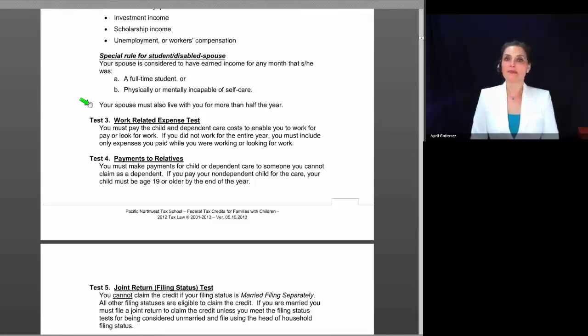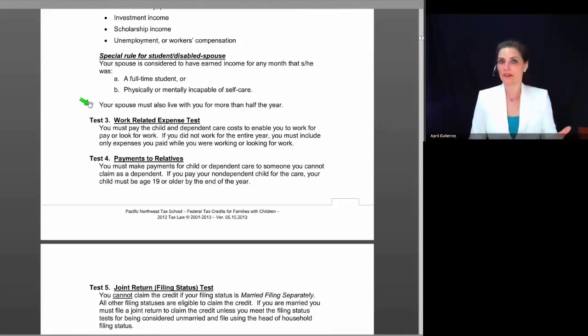And the first possibility is the filing status is married filing separate, because if the filing status is married filing separate, you can't claim the child and dependent care credit. But the other scenario is a married filing joint couple where only one of the persons actually has earned income. In other words, one of them is perhaps a stay-at-home mom, and the other one is working. And if that's the case, you can't have the child and dependent care credit because both of you weren't working.